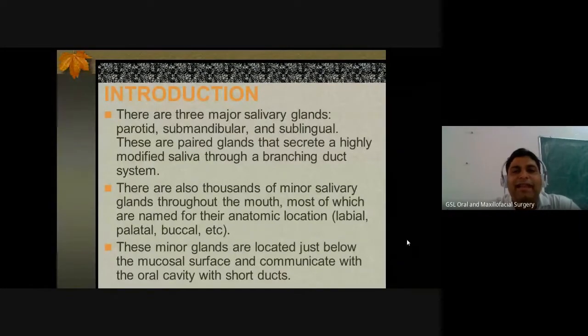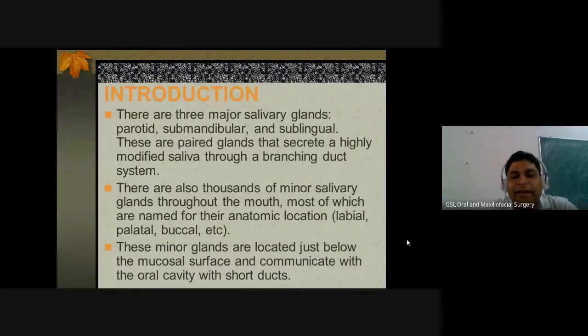The three major salivary glands you all know: parotid, submandibular, and sublingual glands. These are glands that secrete a highly modified saliva through a branching ductal system. There are also thousands of minor salivary glands throughout the mouth, most of which are named based on their anatomic location. There are salivary glands on the lips. They are called labial, palatal, buccal mucosa, etc.